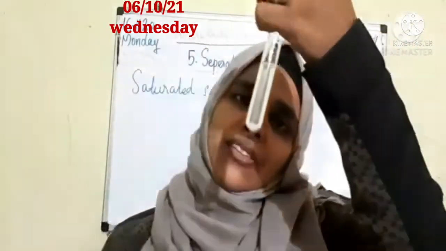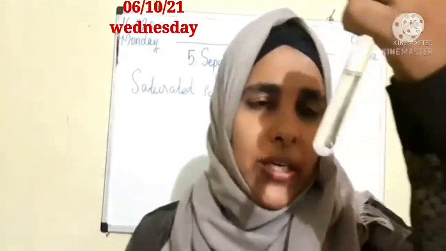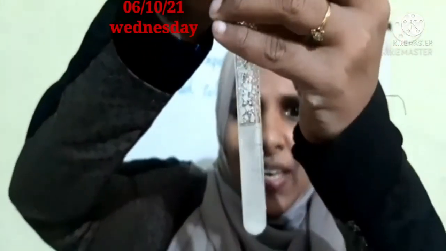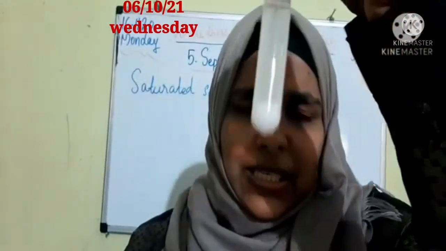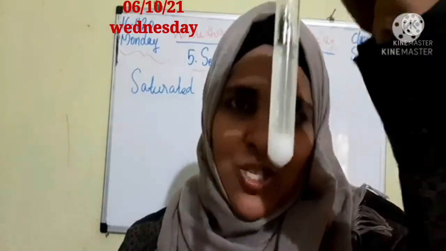What happens when we make tea? A solid substance like sugar dissolves easily in water because of heating. If I put in more water and more salt again, what happened? It is not dissolved. It is settled down. This solution we call a saturated solution.